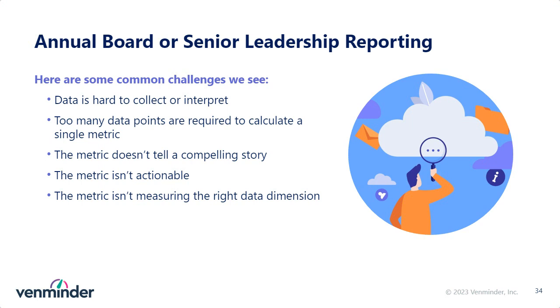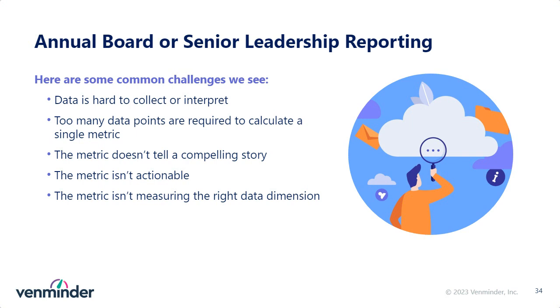We might have too many data points, right? We talked about that a little bit earlier. I'm pulling from this system and getting this, I'm pulling from this system and getting that, and now I'm going to mash it all together, and I have to do these big calculations. That can be a really big problem. Another big problem is the metric isn't really telling us a compelling story. It's kind of, what is the so what with the metric.